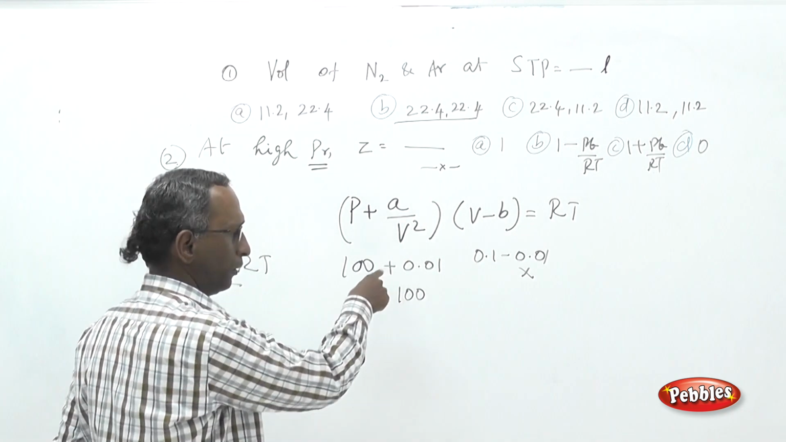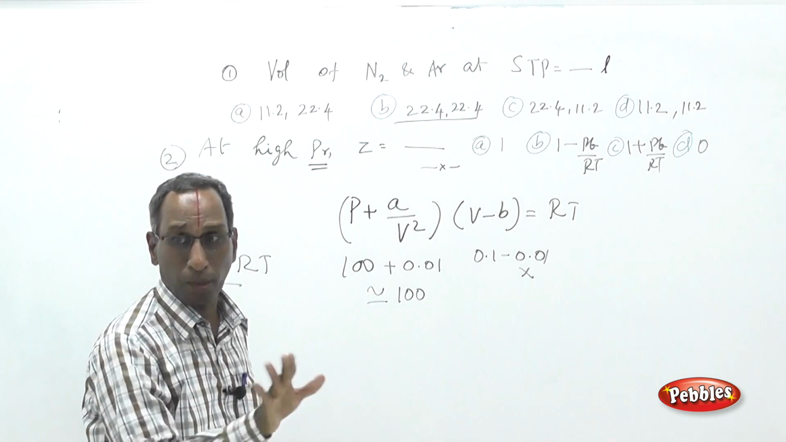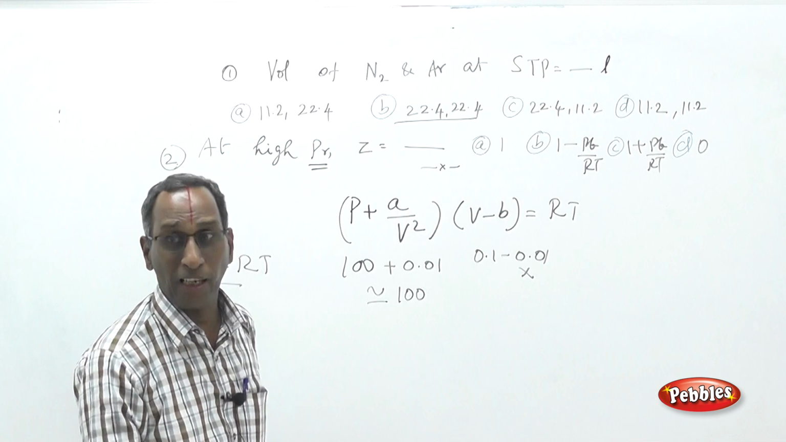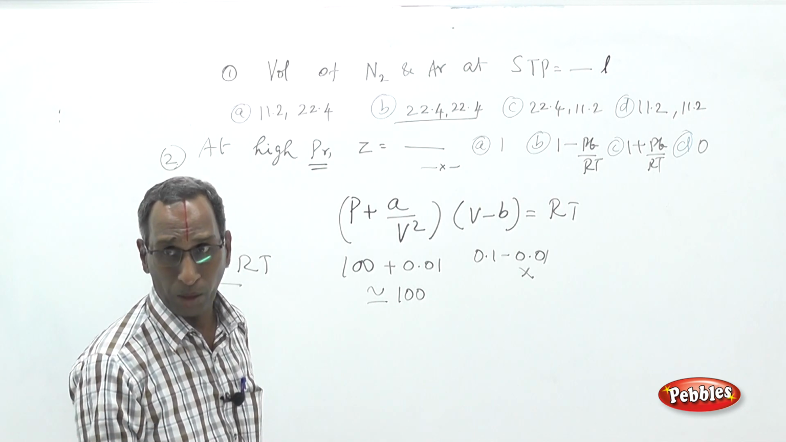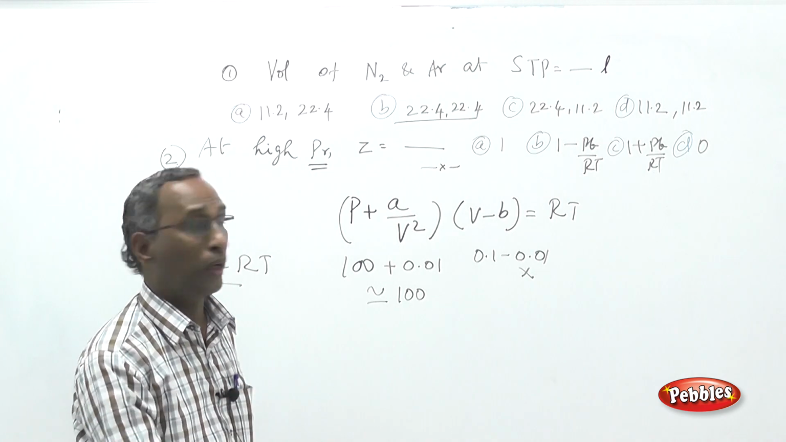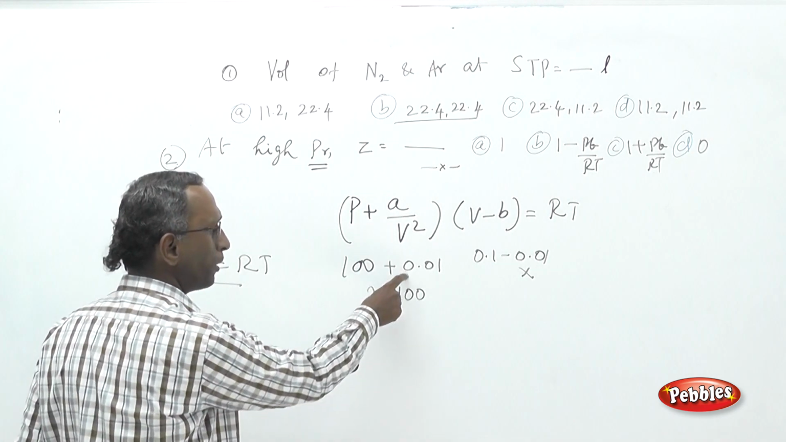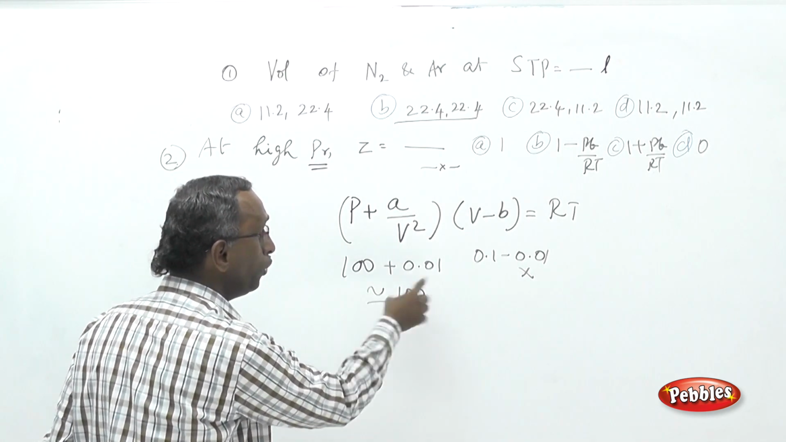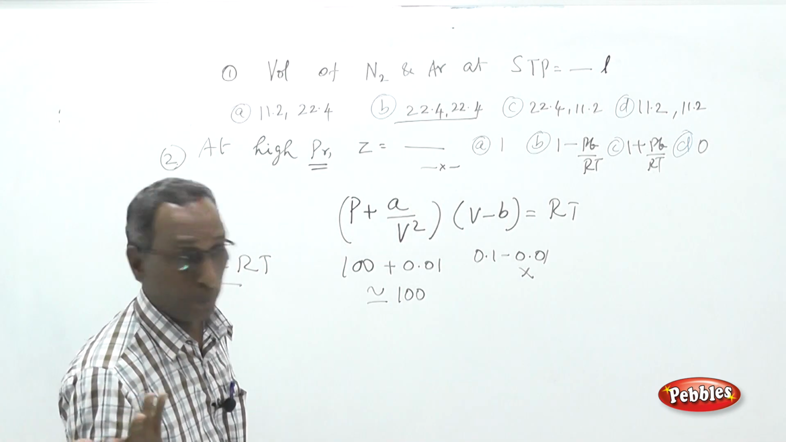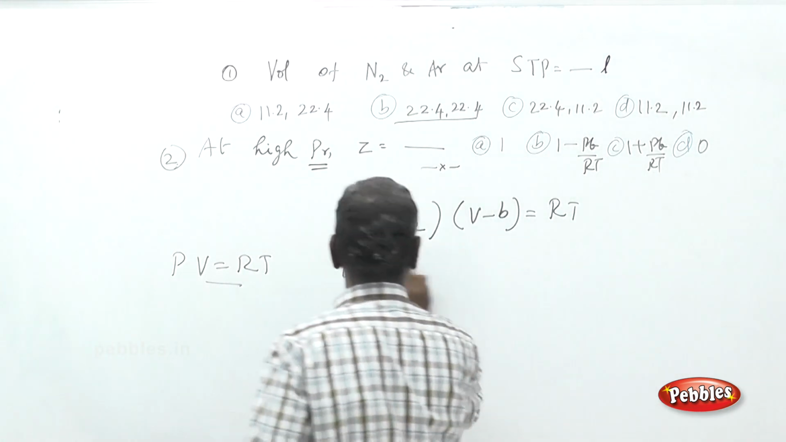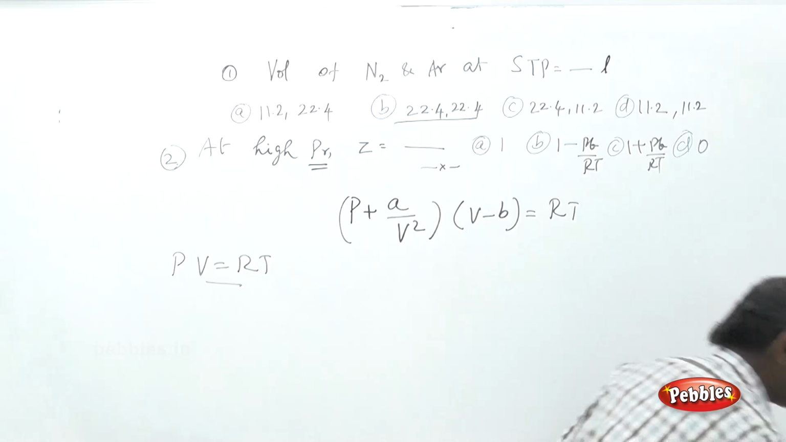That applies only to addition or subtraction, where a term may be negligible or not. In multiplication or division you cannot neglect anything. That is to be noted. For example, 100 plus 0.01 is almost equal to 100, but 100 into 0.01 is not negligible. And here 0.1 minus 0.01 is not to be treated as negligible.